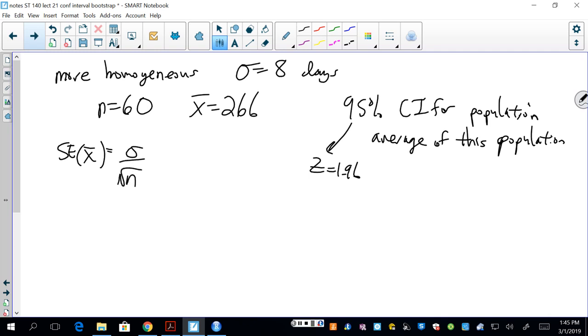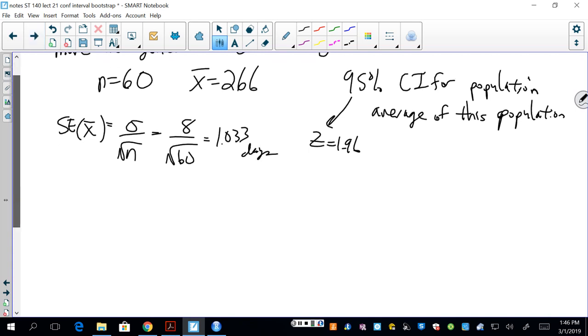So the standard deviation was 16 before, right? We're half as much, which directly translates into a smaller standard error, and it's 1.0. That's also in days.